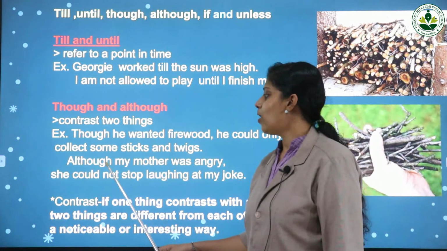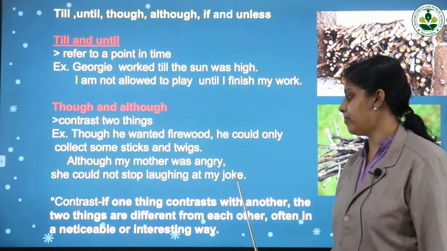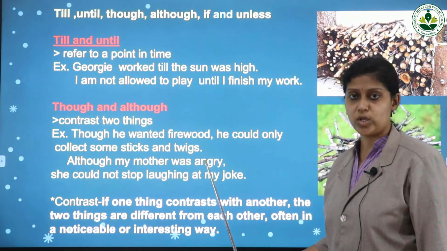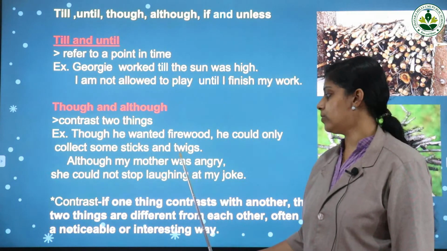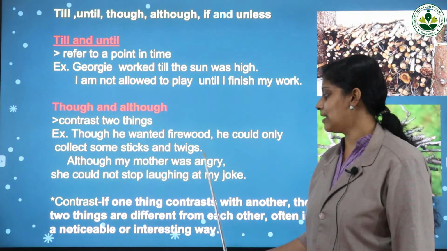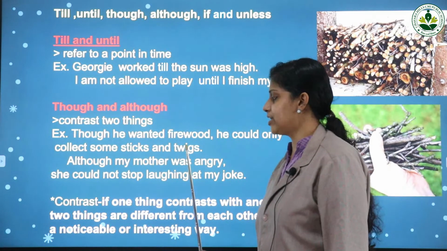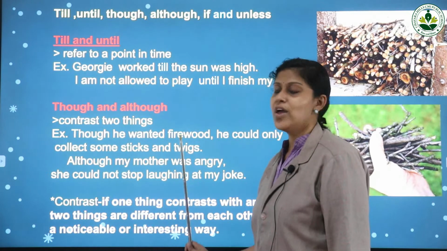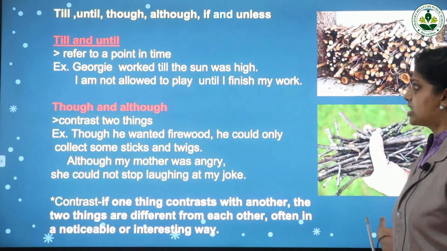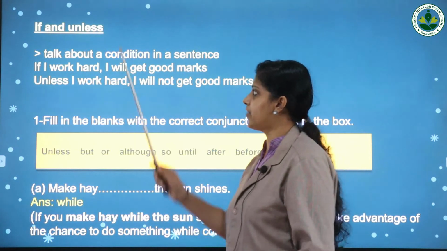Next example. Although my mother was angry, she could not stop laughing at my joke. Look at this example. Here you can see two emotions. First one, angry. The mother was very angry. Then she could not stop laughing at my joke. So, if we want to contrast two things, we can use the conjunctions though and although. Next conjunctions are if and unless.